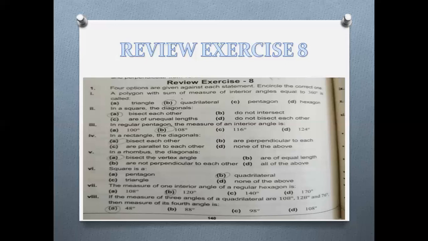You add 108, 128 and 76 and then subtract from 360. I told you in the beginning that the sum of the interior angles of the quadrilateral is 360. The sum of the interior angles of the triangle is 180 degree. Quadrilateral is 360 degree. The regular pentagon is 540. Hexagon is 720. So when you add these three angles and subtract from 360, you see that your answer will be 48 degree.